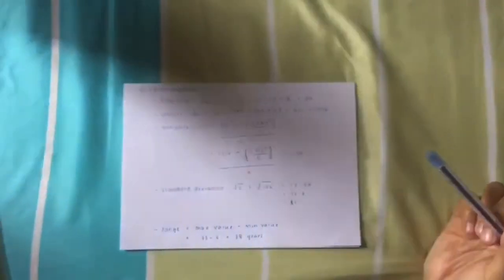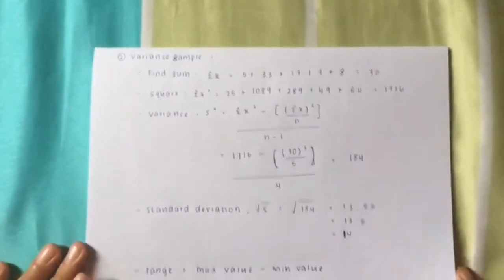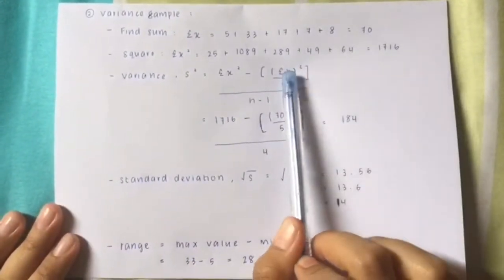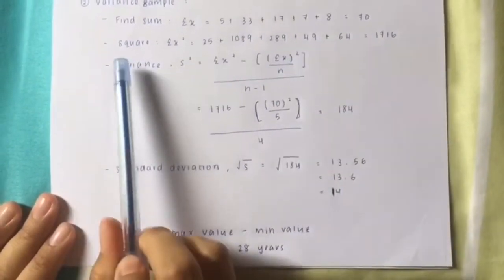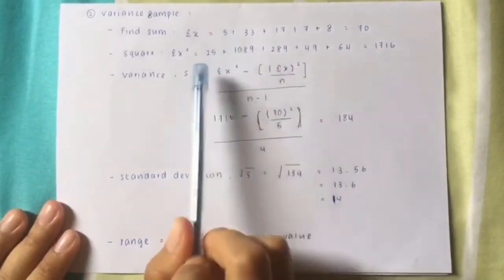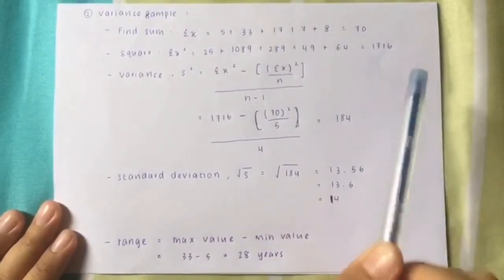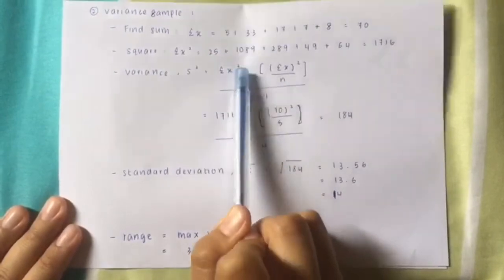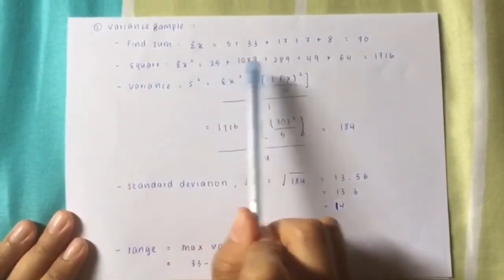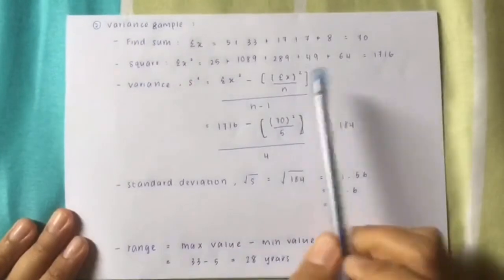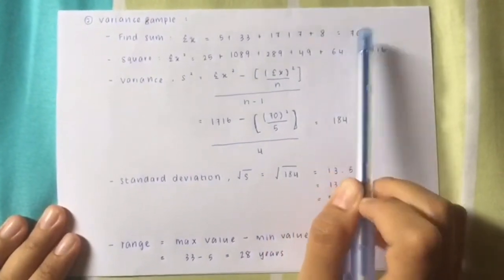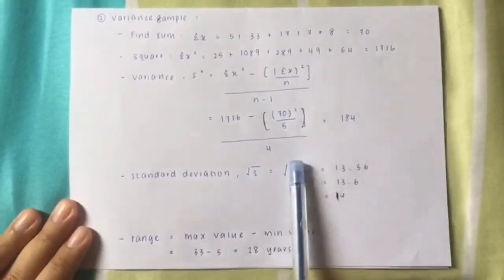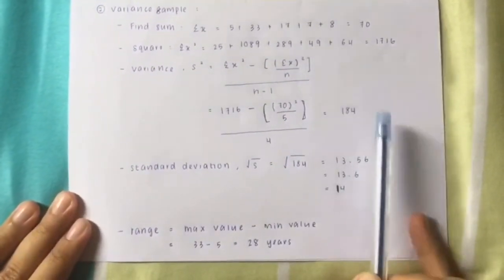So from my data just now, first we need to find the summation of x to put inside the formula, and then we square each of the x values and sum it. After we get this value, we just put it inside the formula. Summation of x squared is the value where we square each of the x here. And then this one is the summation of x, 70, but we square the value, divided by n, over n minus 1. So we get 184 for the variance.